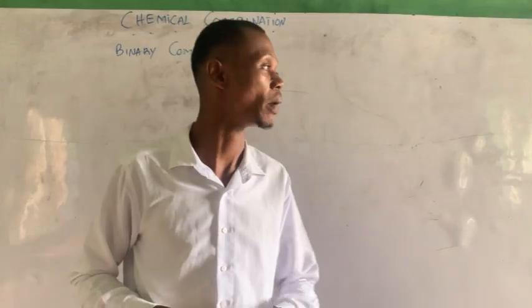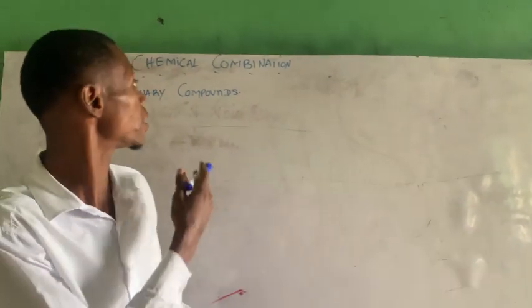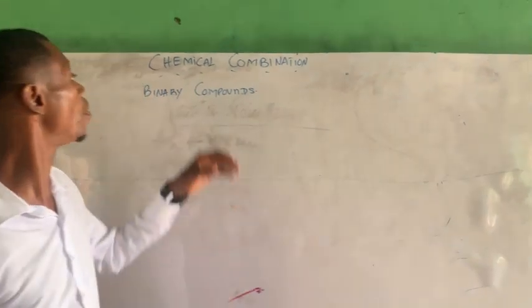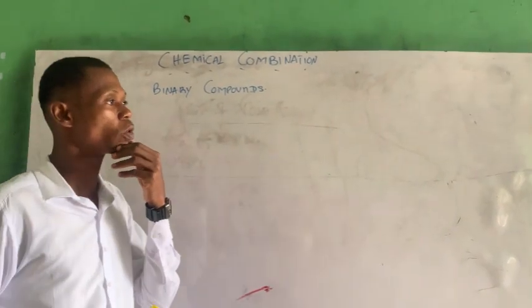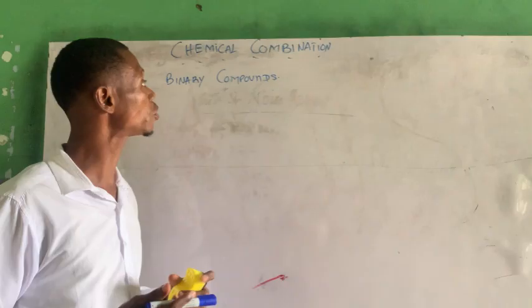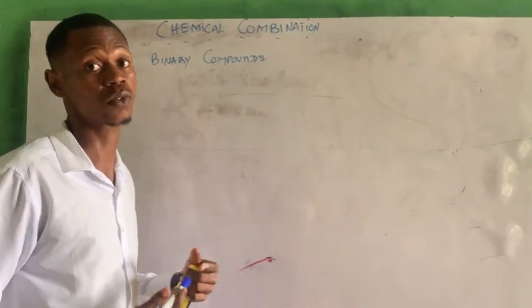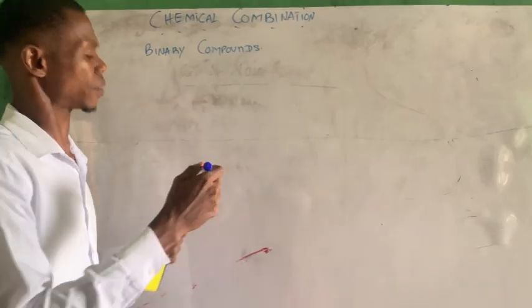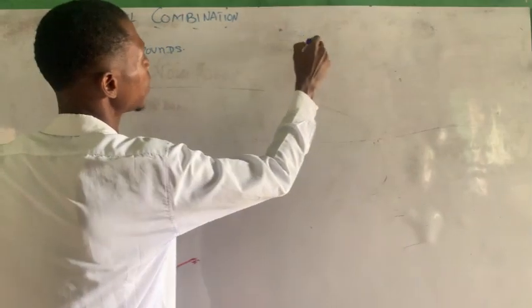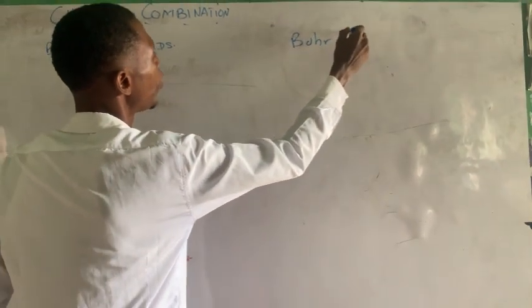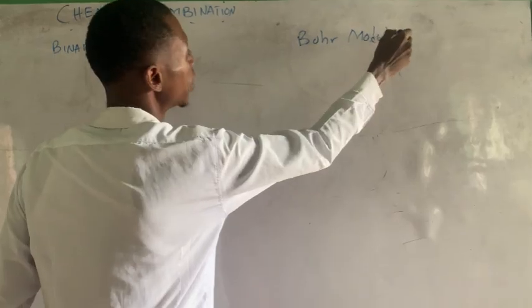Well done, my people. So today we will talk about chemical combination. Before we start, we have some factors we will consider for chemical combinations before chemicals will combine. First, you need to understand what the Bohr atomic model means.